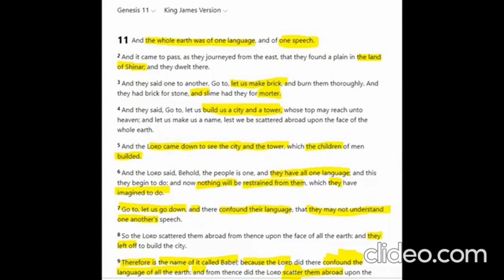Okay, and I'll go on to part 9. Therefore, the name of it is called Babel, because the Lord confounded the language of all the earth and scattered them abroad. And that's exactly what happened. So the children of Israel were very powerful. They built this big tower. They were building this grand city, but it had to be stopped. And I'll explain why in a second.